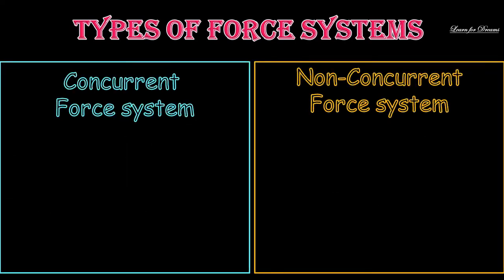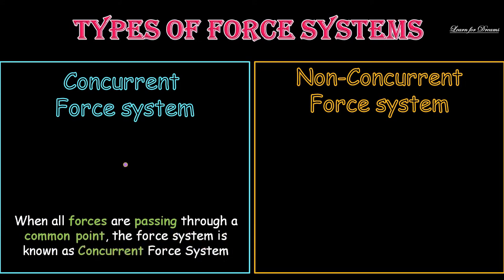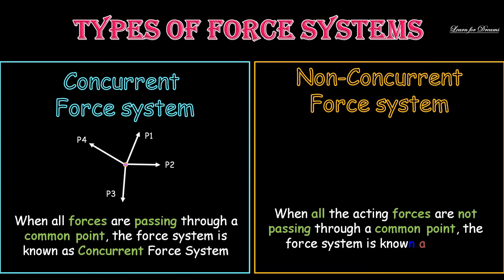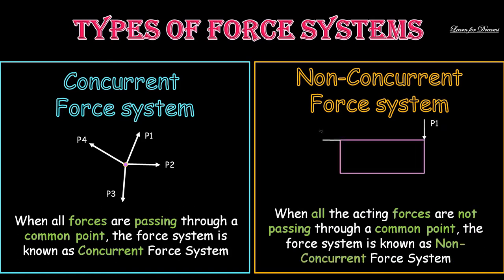Next two types of force systems are concurrent force system and non-concurrent force system. When all forces are passing through a common point, the force system is known as concurrent force system. In this diagram you can see all forces are passing through a single point. When all the acting forces are not passing through a common point, the force system is known as non-concurrent force system. Here you can observe that all five forces P1, P2, P3, P4 and P5 are acting at different points.